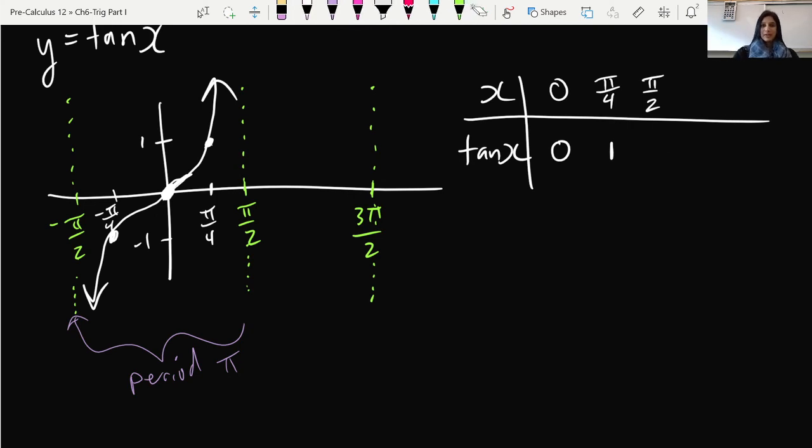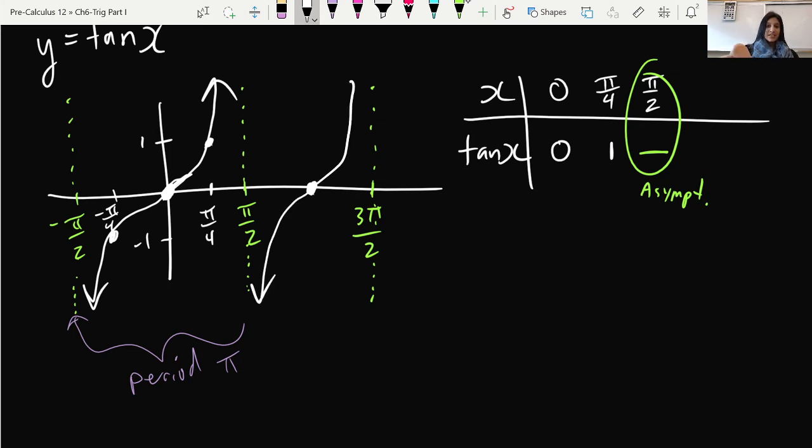So maybe it's helpful if I draw it in green there. It's undefined, it can't happen. This is where our asymptote is occurring. And then if you're wondering, oh my gosh, how on earth do I draw a tan graph? Basically, I like to mark down my asymptotes first. I know that my x-intercept or my root is always halfway in between.